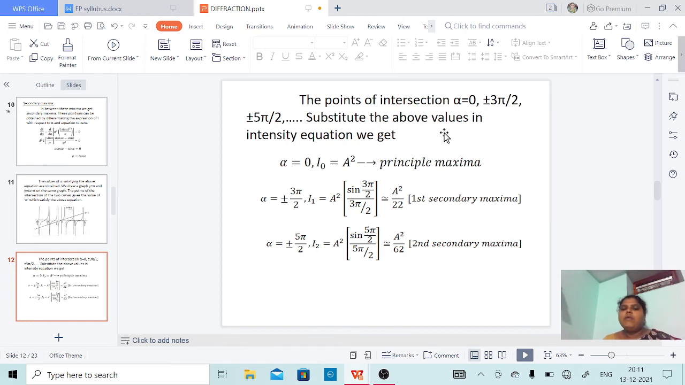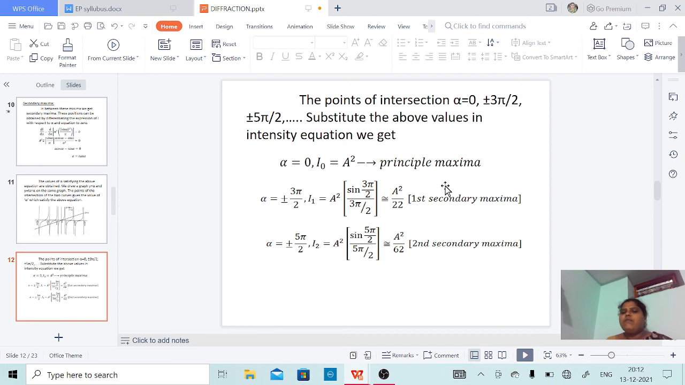Now substituting the above values in the intensity equation: this is the principal maxima, a square. Whenever we substitute alpha equals 0 in the intensity equation, it becomes only a square. Now alpha equals plus or minus 3 pi by 2: I1 equals a square into sine 3 pi by 2 by 3 pi by 2, which is nearly a square by 22. Like that, we substitute alpha equals plus or minus 5 pi by 2, and again we get some value.